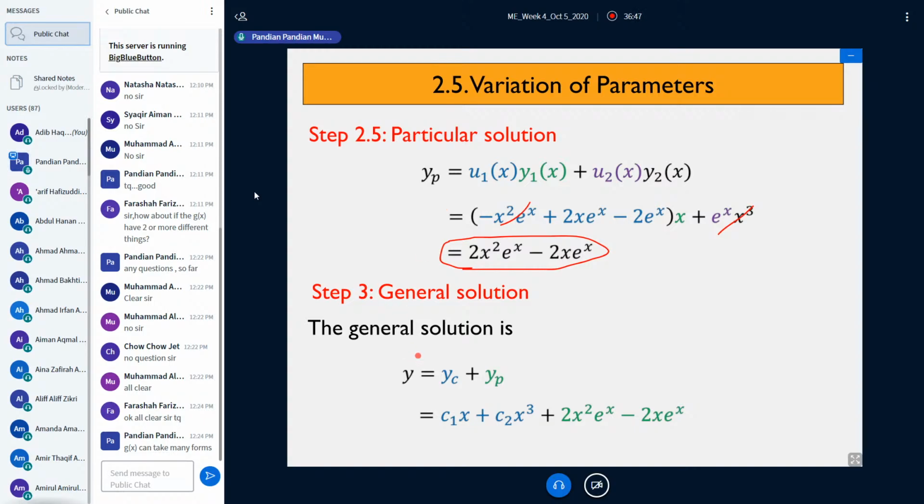Now your y. y is yc plus yp. So your yc is c1 x plus c2 x cubed. Your yp is 2x squared e^x minus 2x e^x. So you can combine these two, you write your y. If you look at the answer carefully, the constants c1, c2 are with yc only. So in your yp, there is no constant. If you have a constant, you just eliminate the constant. You no need to put any constant.